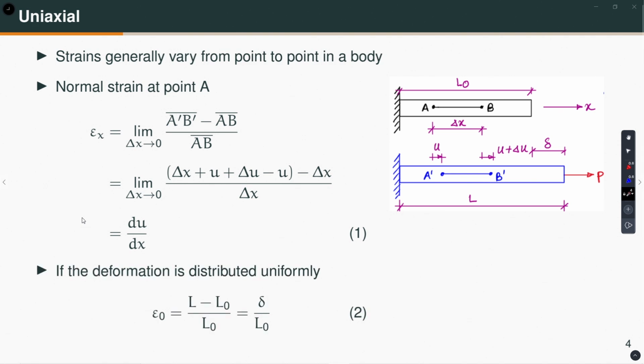If the deformation is distributed uniformly, then we can say that epsilon is L, the final length, minus the initial length, divided by the initial length L0, which is delta by L0, where delta is the deformation. If the deformation is not uniformly distributed, or non-uniform, then this gives you an average strain. So, this is the simple uniaxial case.